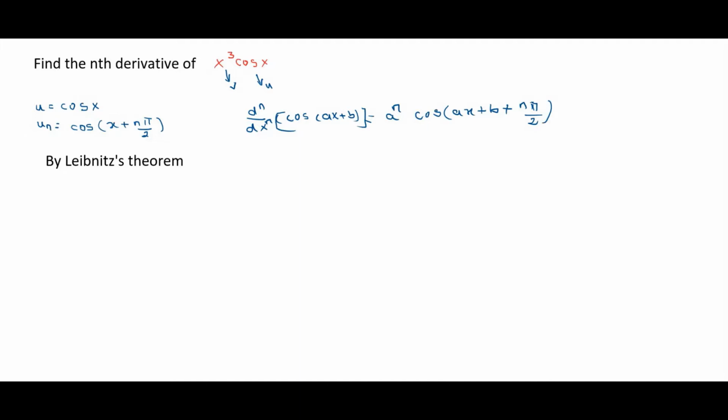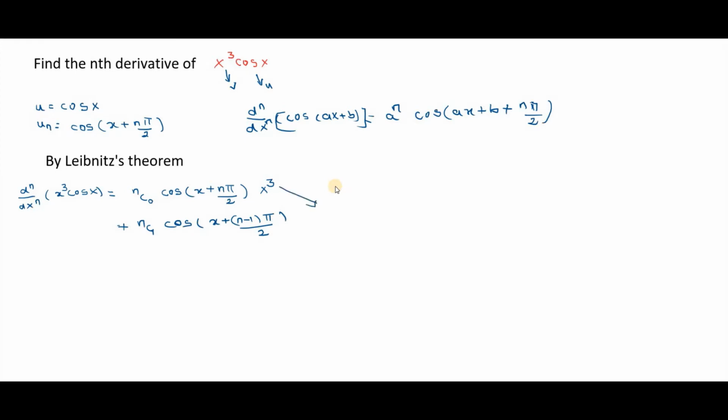I will write directly d raised to n divided by dx raised to n of x cube into cos x is equal to, first I will write nC0, then the nth term of cos x, which is cos(x plus n pi by 2), into x cube, the first term is x cube. Next, plus nC1, and the next term you can write cos(x plus, in place of n write n minus 1, decreasing order, pi divided by 2).